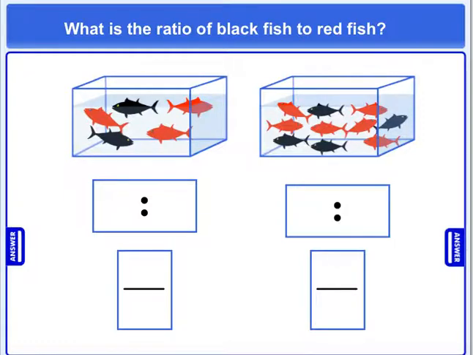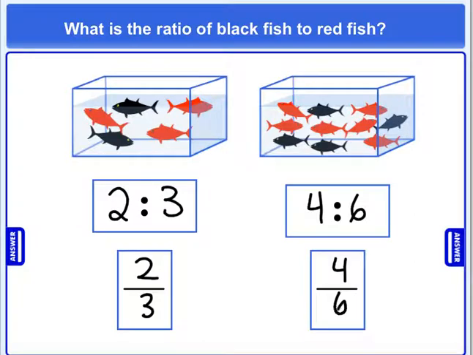So in the first one, I have a relationship of 2 to 3, or I could show it as the fraction 2 over 3. And in the second one, blackfish to redfish, I have 4 to 6, or 4 over 6, but we see that these are actually the same ratio. These are equivalent ratios. So we have the same ratio of blackfish to redfish in both aquariums. One just has a little bit more.